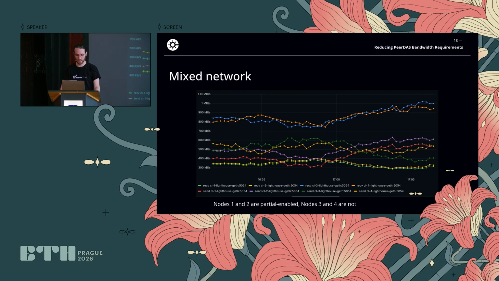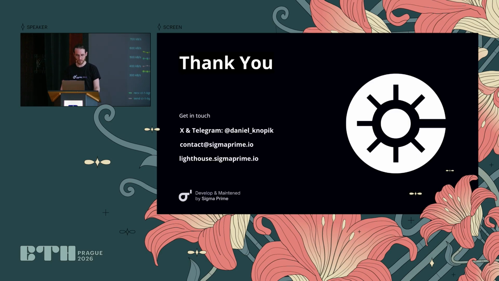And that's actually already it. I hope that if you are running a home node, you consider running this as soon as it's available. I expect that we will ship a release in the coming months. If you have any questions, feel free to ask or get in touch.